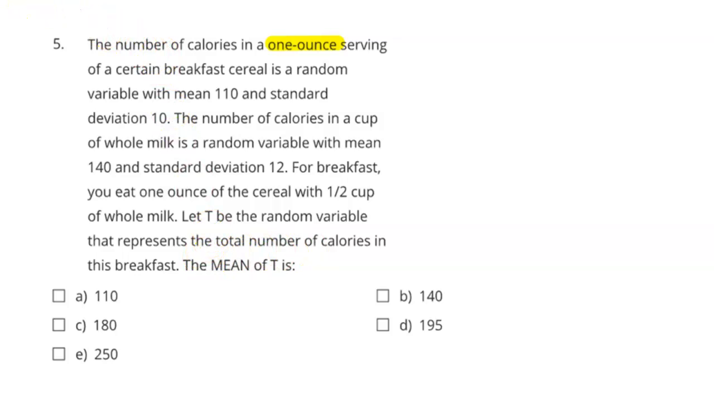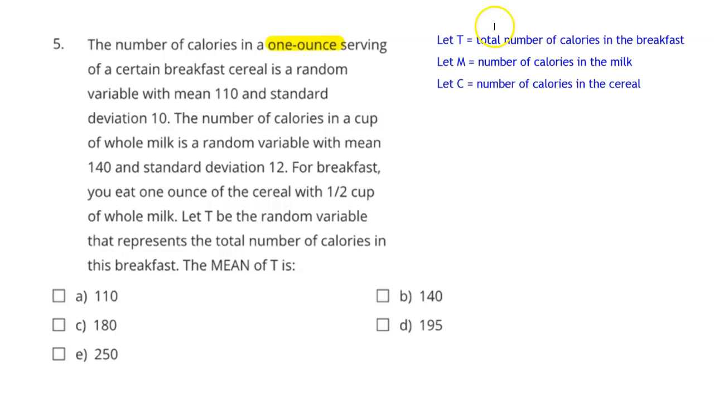Okay? So let's write out an equation that represents T in terms of the cereal and in terms of the milk. So first let's define the variables. T is the total number of calories in the breakfast, M is the total number of calories in the milk, and C is the total number of calories in the cereal. So it seems to make sense to me that C plus M is going to be equal to T because the calories from the breakfast are coming from the cereal and from the milk. Extending that, we can say that the mean of the random variable for calories of cereal plus the mean of the random variable for calories of milk is going to equal the mean of the random variable for total number of calories. That looks like this.